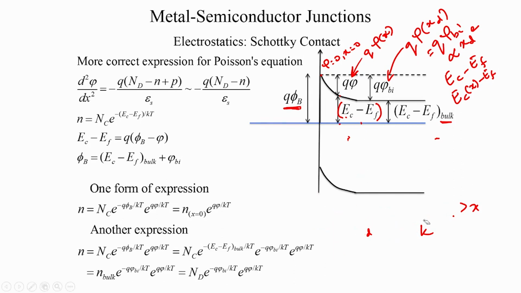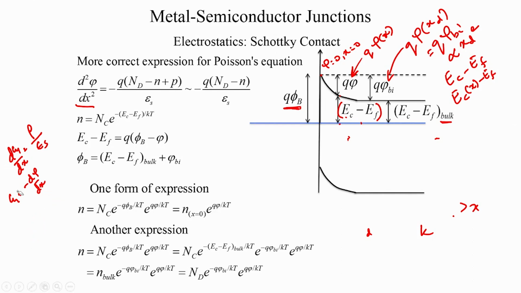Now let us say we want to do a more accurate study. We will say that the Poisson's equation, now I have written it directly in terms of the potential. The way this comes about is, let us say dE by dx is equal to rho by epsilon s, where rho is the charge concentration. Now, clearly since E is equal to minus d phi by dx, you have d square phi by dx square is equal to minus rho by epsilon s. So, you need to have a minus sign in place there.